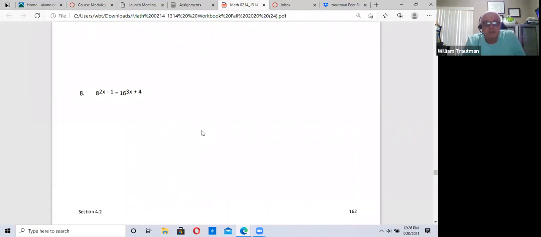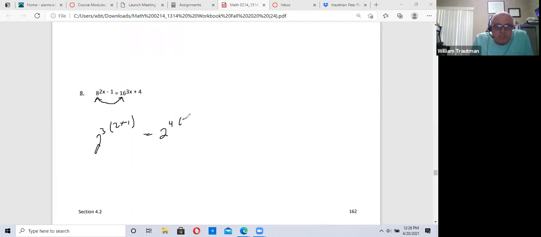Number 8. I've got to figure out how I can get 8 and 16 as the same base. 4 squared is 16, but you can't get an 8. So I see it. 8 is 2 to the third power, and then it has 2x minus 1. 16 is 2 to the fourth power, and then it has 3x plus 4. So I have the bases the same.